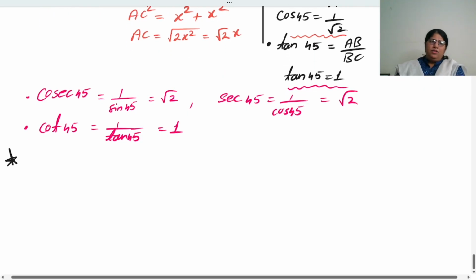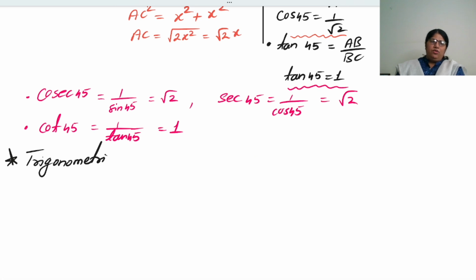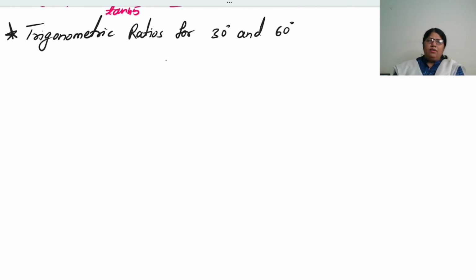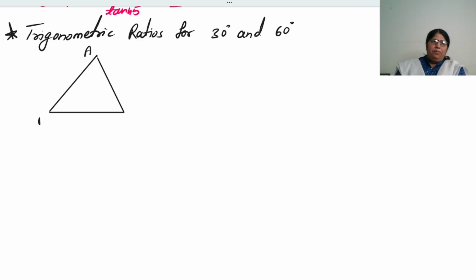So here we'll take trigonometric ratios for 30 degree and 60 degree. These two go together, because if I am considering an equilateral triangle, I don't see a 90 degree angle here, and I need a 90 degree angle because I can apply trigonometric ratios only for a right triangle. Now using this, let us start with triangle ABC.